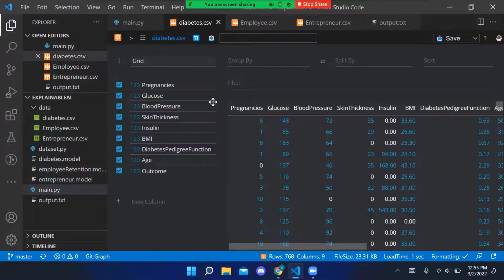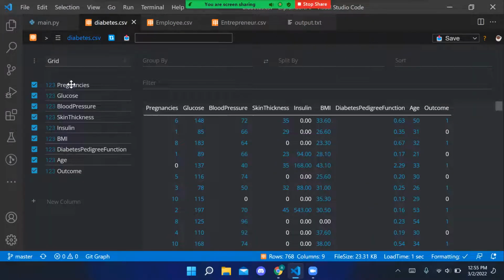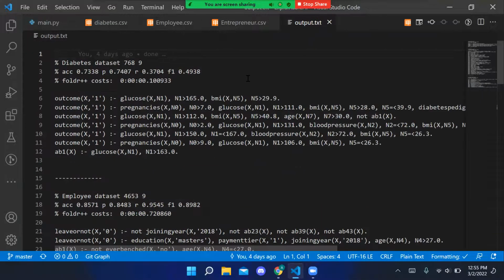So starting with the diabetes data set, over here you see the following attributes were in the diabetes data set, with the outcome being our final label. So going into the output for this one, we see that it had an accuracy of about 73%, and it generated the following rule set. Here you see that glucose, pregnancies, BMI were the most important factors. And then later on, you see blood pressure and a few others.